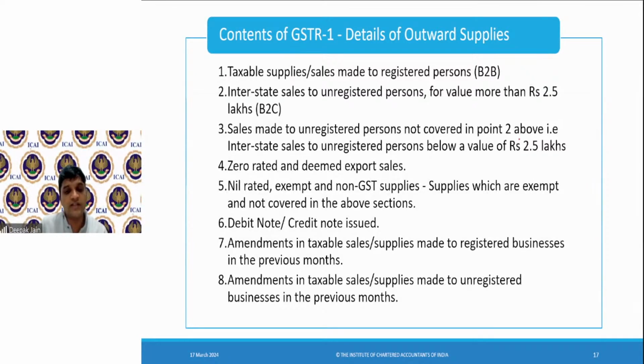Each rate of tax means you have various rates of tax, right? 18%, 5%. So rate wise, you have to do the reporting, saying that from this supplier, what is the rate of tax and how much tax you've collected. So if you're making B2C supplies to various people, so rate wise, you have to give the details.